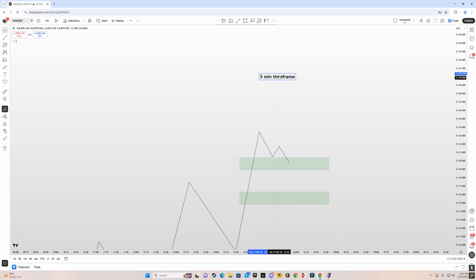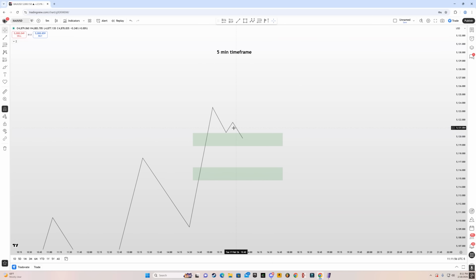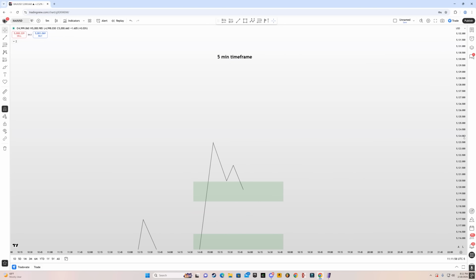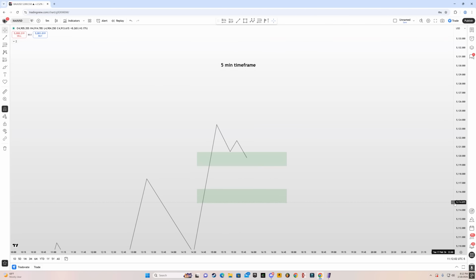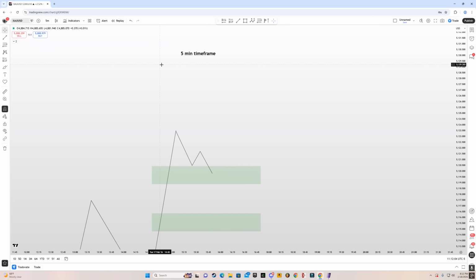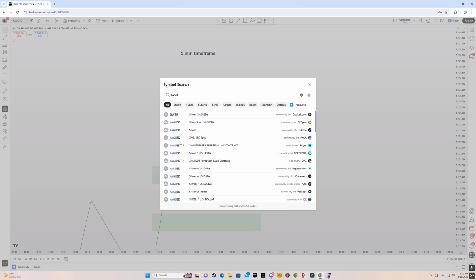So here's the thing, guys. 1 hour fair value gap, the order flow is bullish, price taps into the hourly fair value gap, then you drop down to 5-minute time frame. Now we are trading gold. So once price is inside the hourly fair value gap, you drop down to 5-minute time frame, and then you want to look at silver. So you go here and you type in XAG USD, and that's when you get silver.